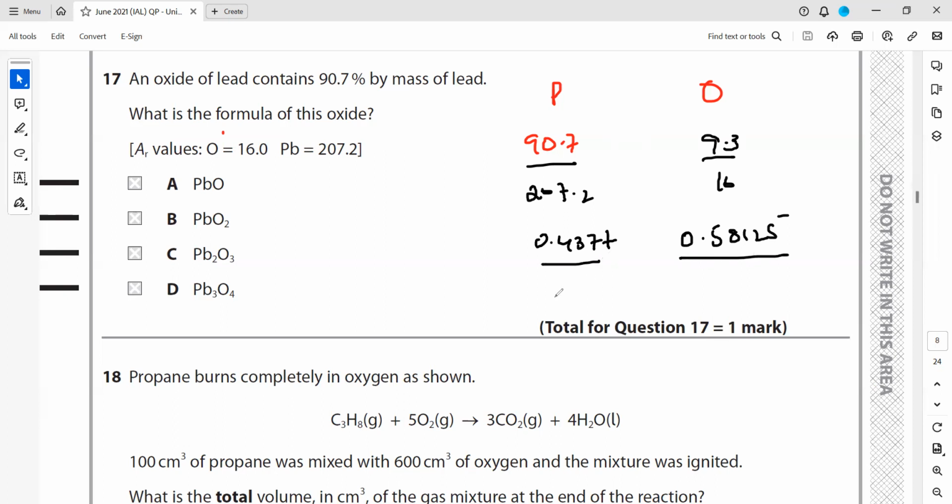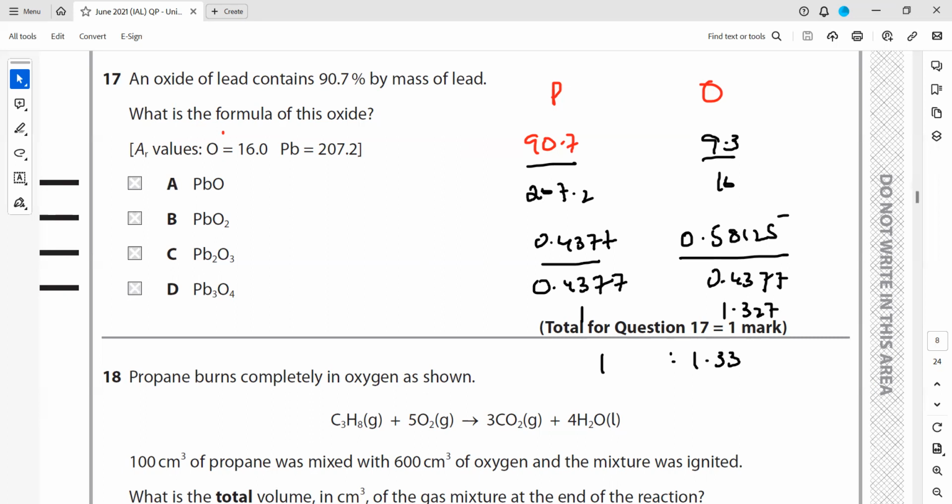Then the next step is divide by the smallest value in the combination. So 0.4377 divided by 0.4377 gives 1, and the other is 1.327, which is 1.33. 1.33 and 1 cannot be rounded off, because if we try to round off, the ratio will completely change.